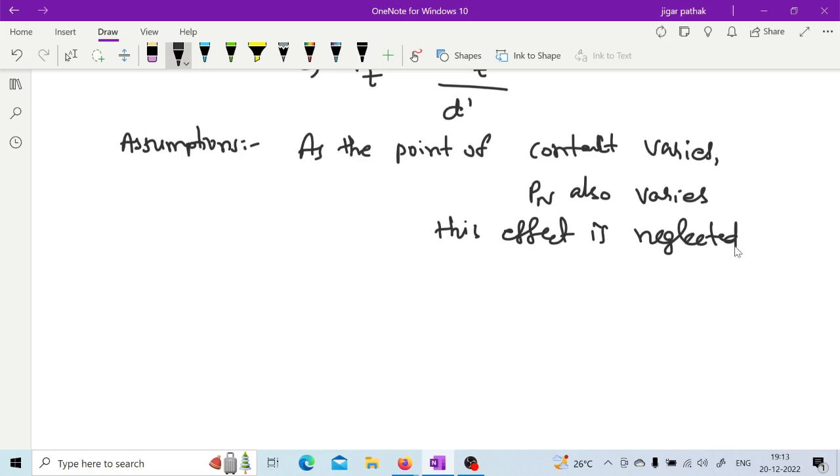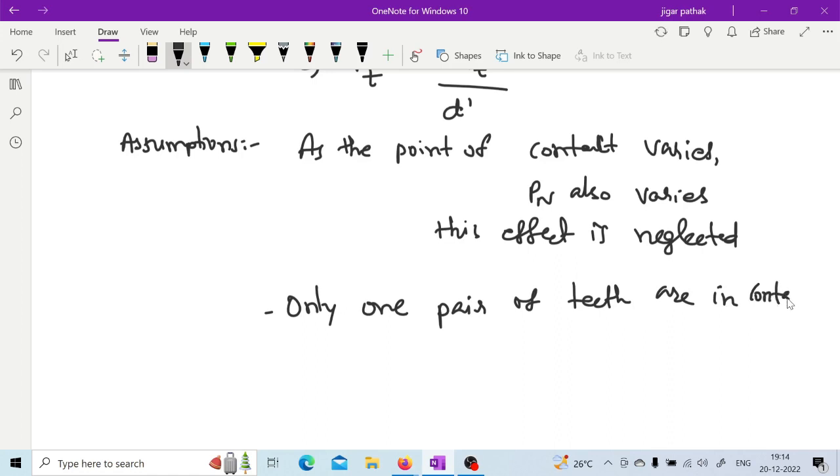Some other assumptions: only one pair of teeth are in contact. There may be more than one pair of teeth in contact at a particular point of time. One more assumption is that it is valid under static condition. These assumptions are there.